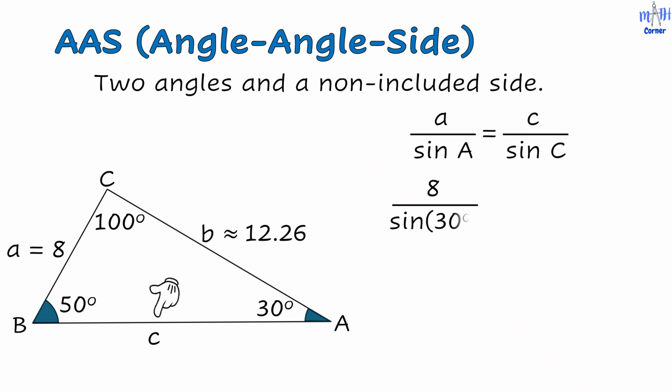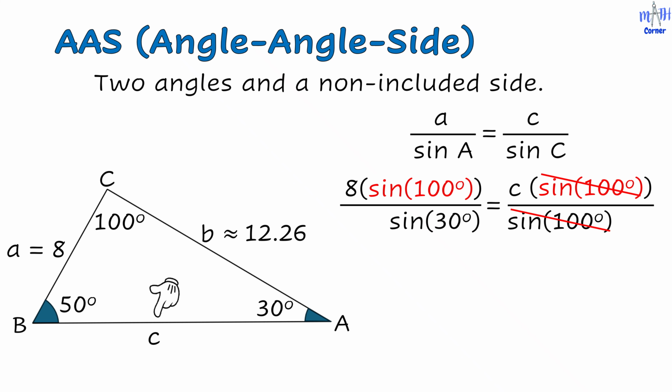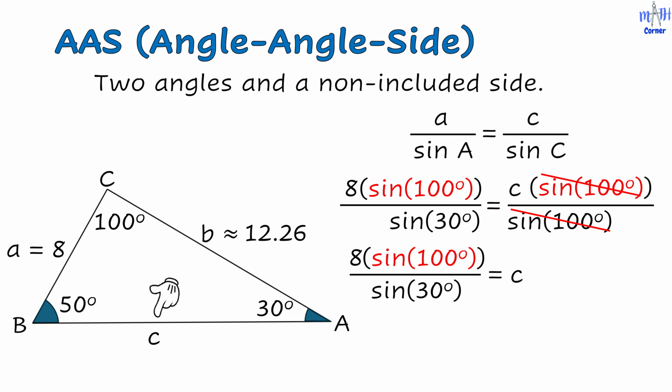Substitute. 8 over sine 30 degrees equals c over sine 100 degrees. Multiply both sides by sine 100 degrees to isolate c. So, c equals 8 times sine 100 degrees over sine 30 degrees. Using your calculator, sine 100 degrees is approximately equal to 0.9848, and sine 30 degrees equals 0.5.